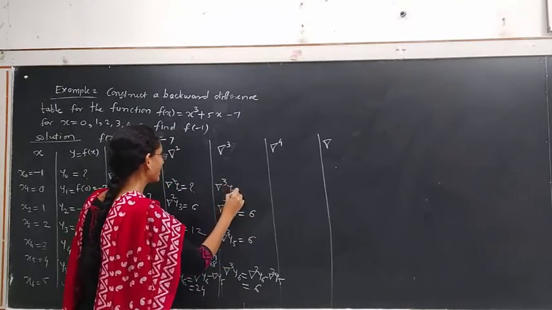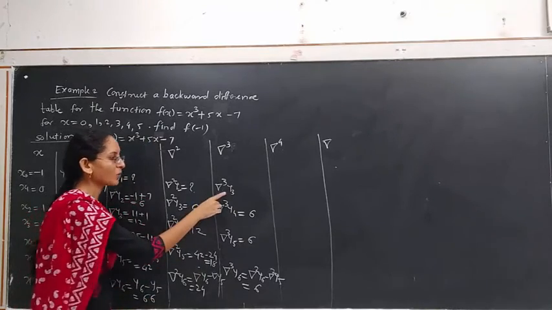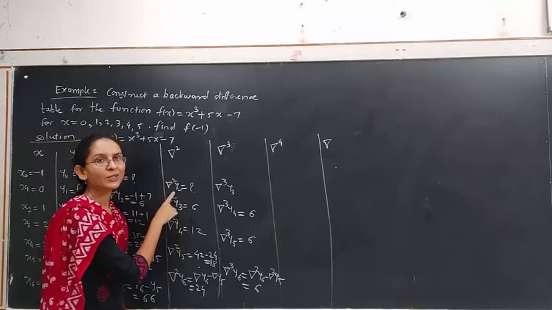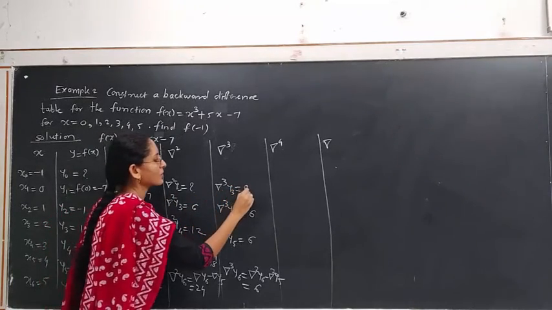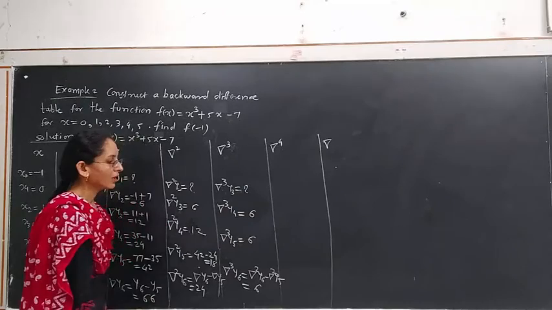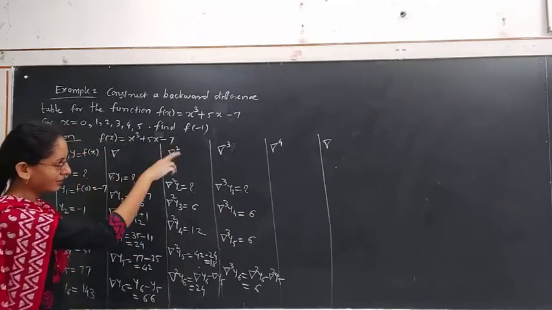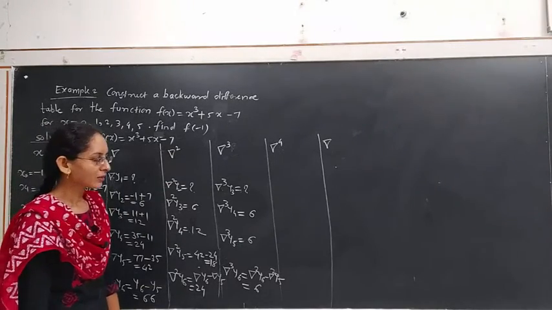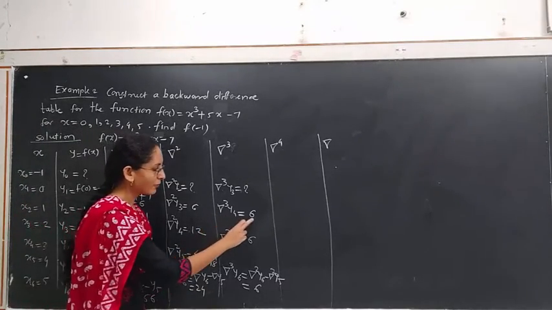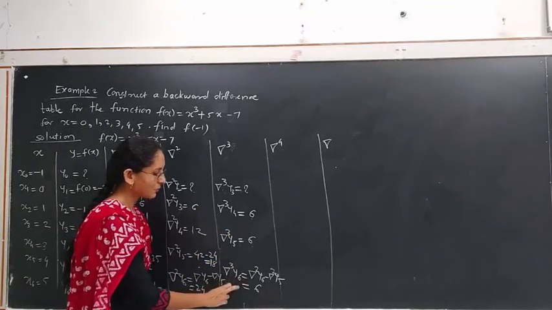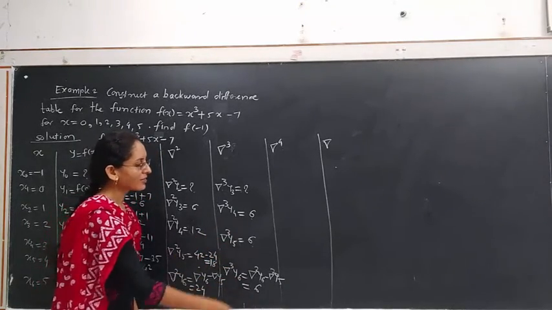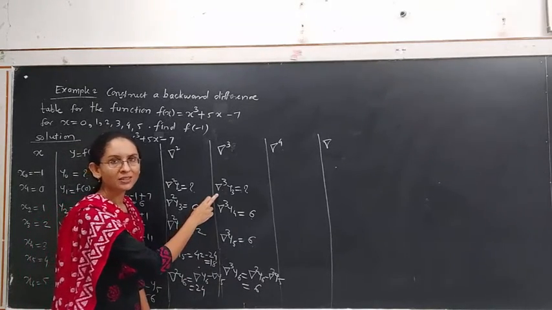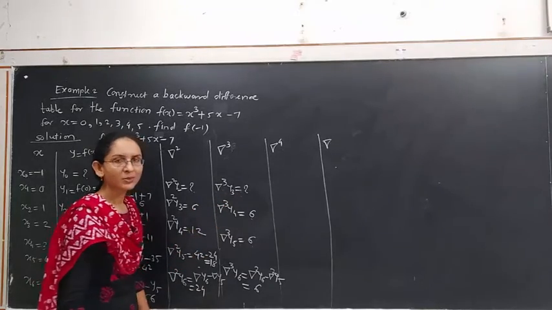Del cube y3 value is unknown because this formula is del square y3 minus del square y2, and del square y2 is an unknown value. Hence, this is also unknown. See, all the differences in the fifth column are constant. Del cube y4 is 6, del cube y5 is 6, del cube y6 is also 6. All differences are constant. Hence, the remaining difference is also constant. Del cube y3 value must be 6.